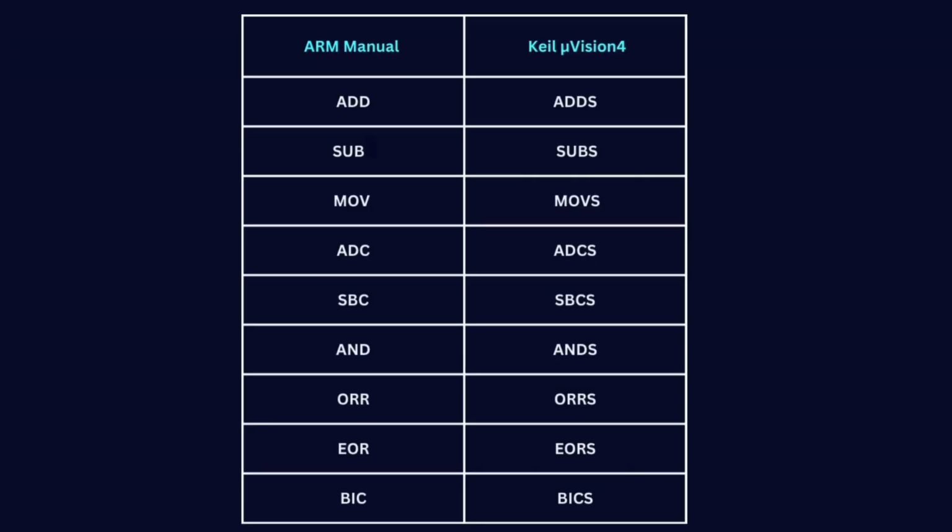The very first difference is in the suffix S. In theory, we use instructions like ADD, SUB, MOV, ADC, etc. But in Keil, we use ADD followed by the suffix S, SUB followed by the suffix S, and so on. At first glance, this makes it look as though Thumb suddenly requires a suffix S.